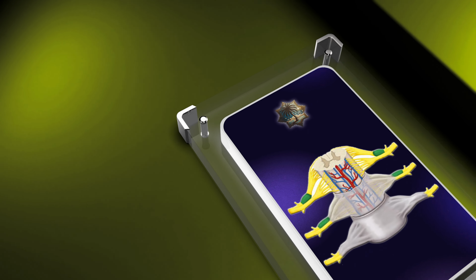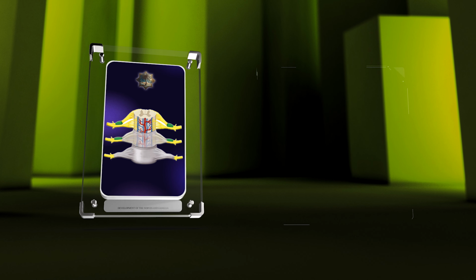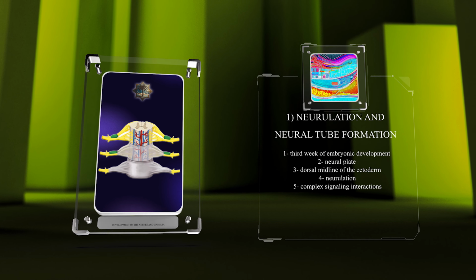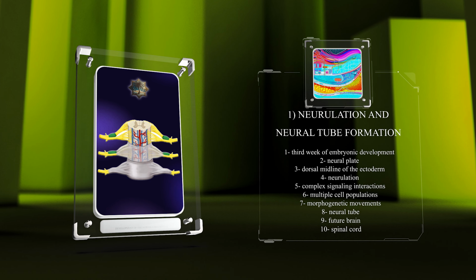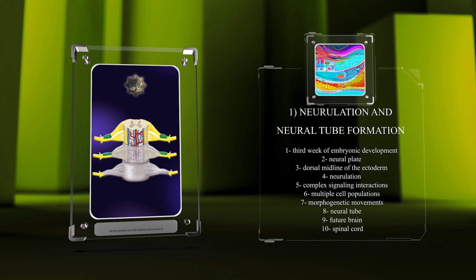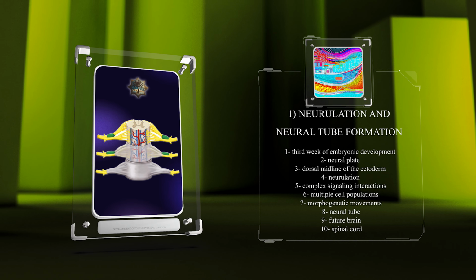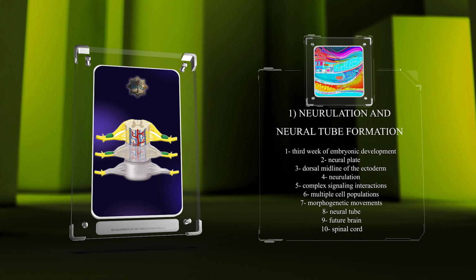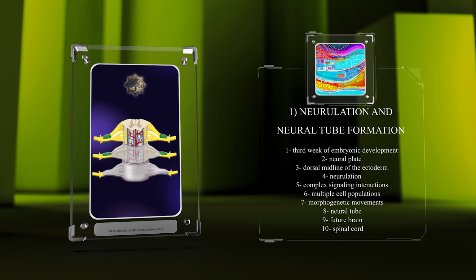development. During the third week of embryonic development, a flat sheet of cells called the neural plate begins to form along the dorsal midline of the ectoderm. This process, known as neurulation, involves complex signaling interactions between multiple cell populations. The neural plate subsequently undergoes morphogenetic movements to transform into the neural tube, which serves as the foundation for the future brain and spinal cord.